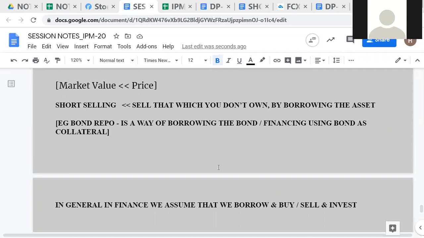All right, so this is basically the structure: you can borrow something and then sell it even if you don't own it. This applies to everything. It applies to stocks, bonds, currencies and commodities. So that's the general principle.